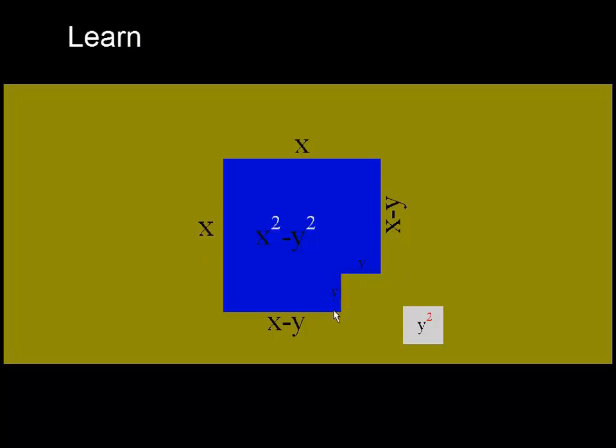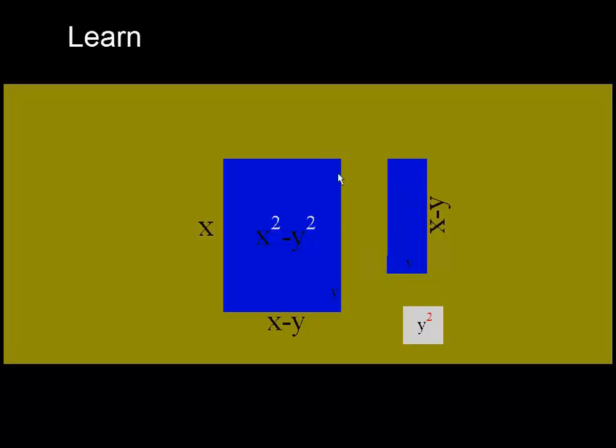The area of the remainder, which is the blue region, is the total area, which is x squared, minus the area of the small square, which is y squared. So the blue area is x squared minus y squared. Of course, this length is y and this is x, so this length is x minus y. Also, this is x and this is y, so this length is x minus y.